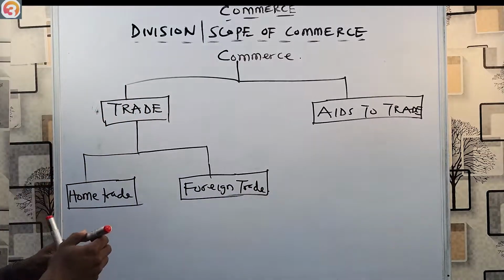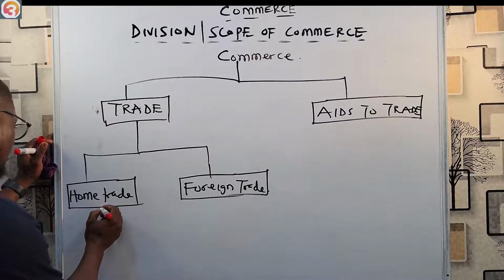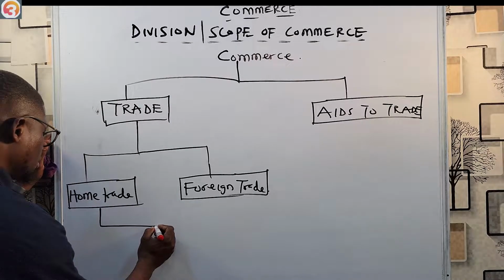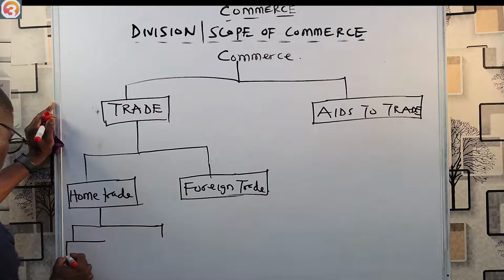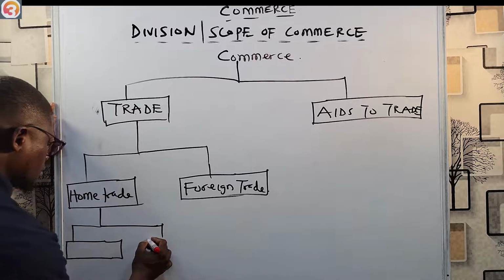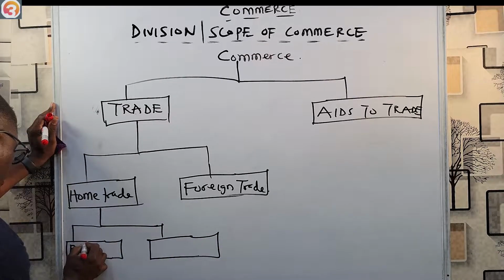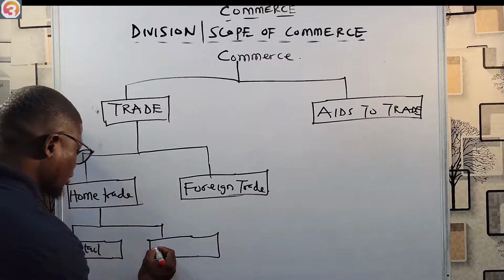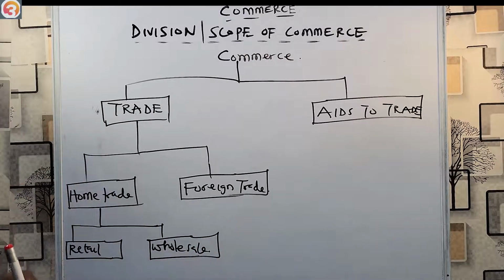So the home trade is divided into retail and wholesale. So you have home trade also divided into two. We then have retail, and here we now have wholesale. All right, seems like I've drawn this too big.